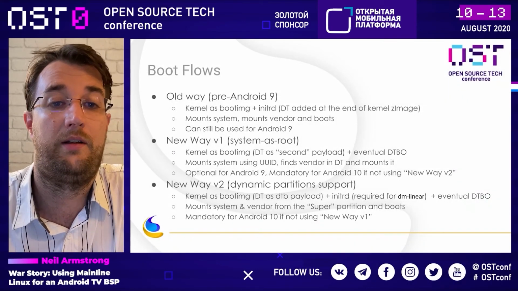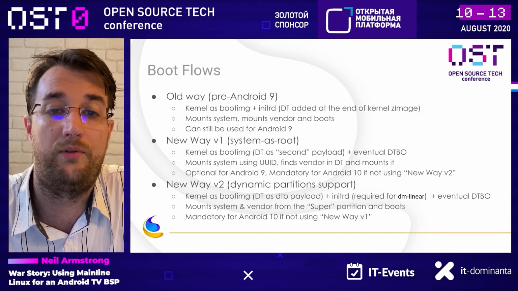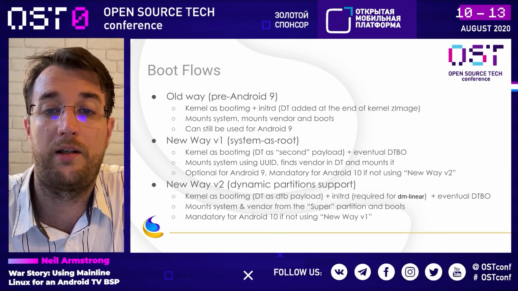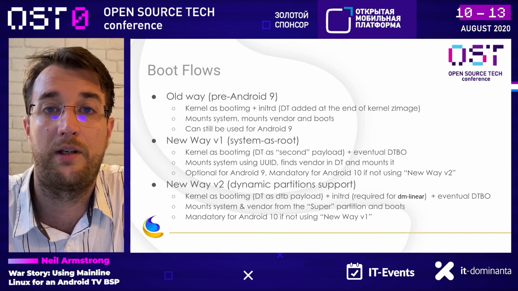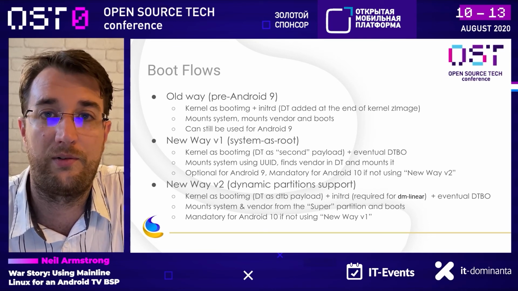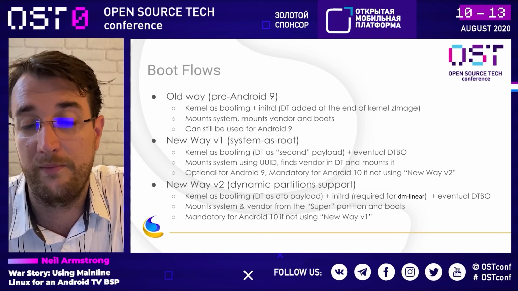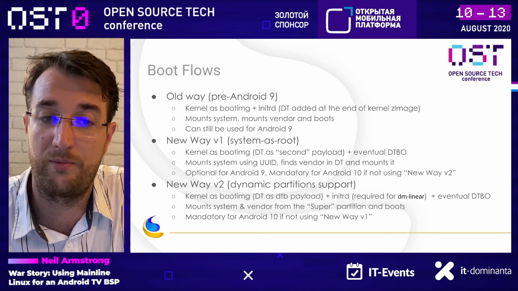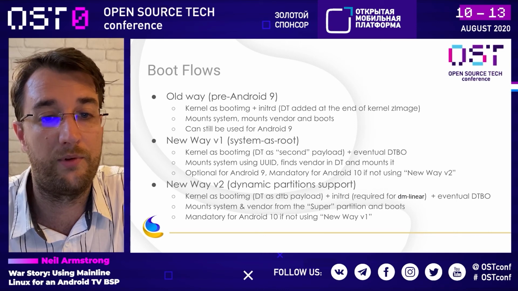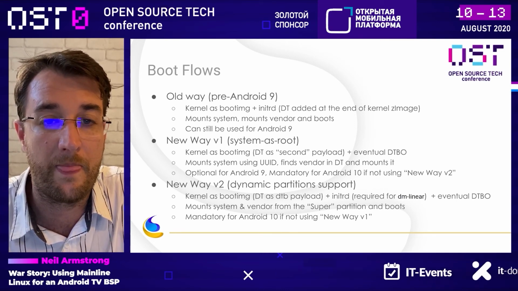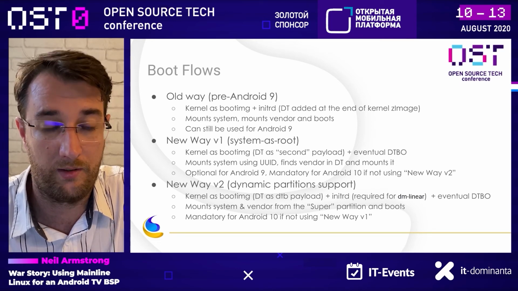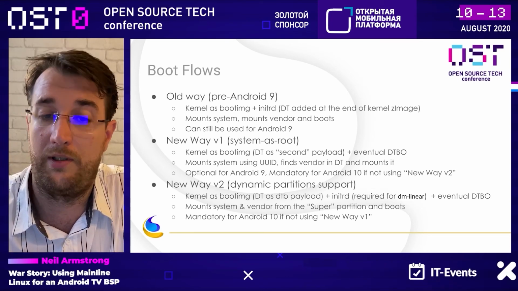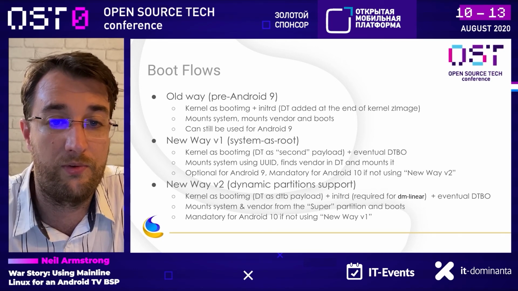So you have the old way, which consisted of a boot image plus an init.rd to load. The boot image contained the kernel and the device tree added at the end, because when the first device was developed for Android, there was no device tree, so they needed to use the same very old boot flow with device tree without changing the boot flow. So the system was mounted by the init.rd, then the vendor, and was booting Android. This boot flow is still compatible with Android 9, not Android 10.